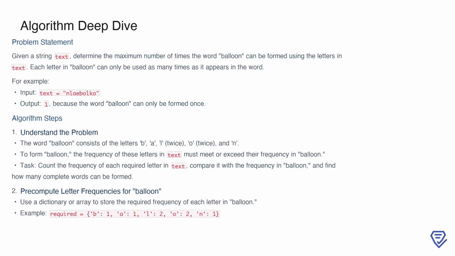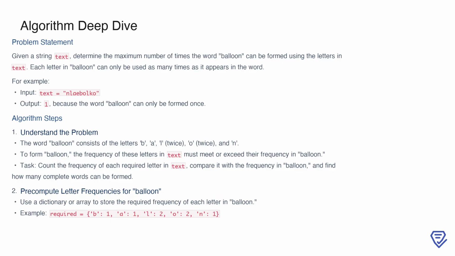To form the word, the frequency of these letters in text must meet or exceed their required counts. For example, if text is LeetCode, we can only form balloon once because we have just enough of each required letter. The goal is to determine the maximum number of complete balloon words we can form by counting the frequencies of these specific letters and comparing them to the requirements.